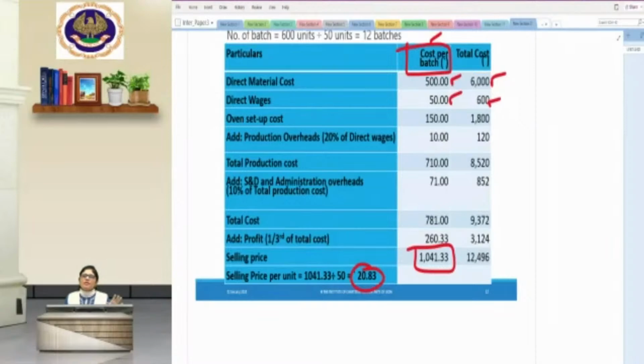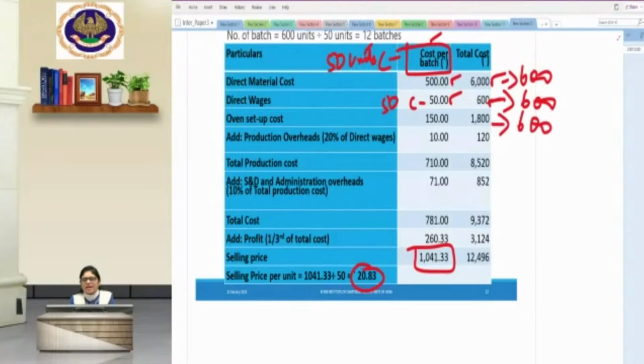So you have to find out cost per batch also. Like in unit costing, you calculate total cost and cost per unit. In batch costing, you have to calculate total cost and cost per batch. Cost per batch will be for 50 units. So this 500 is for 50 units. This 6,000 is for 600 units. Clear? This 50 is for 50 units. This 600 is for 600 units. This you have to understand. This 1800 is for 600 muffins, but this 150 is for 50 muffins. Clear? Similarly, this sales is for 600 muffins, but this selling price is for 50 muffins, and this selling price is for one muffin. All right? Any doubt now?